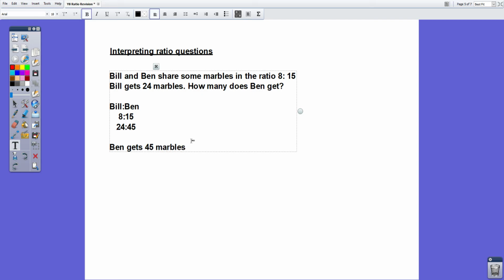Just look at the workings for that one again. How many 8s make 24? See if I can write something in here.